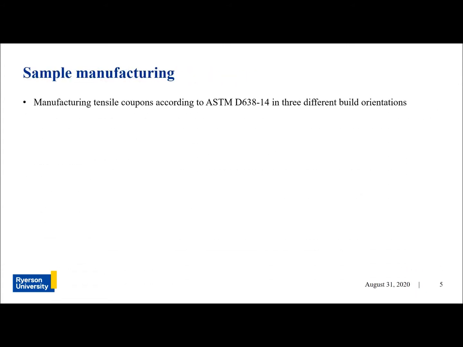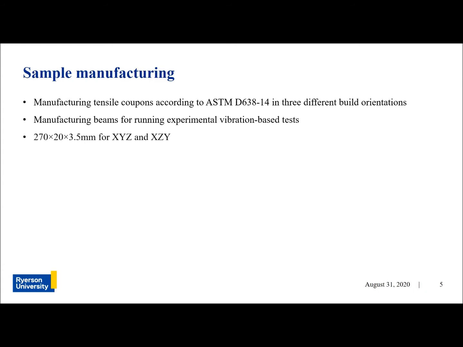15 tensile coupons, 5 for each build orientation, were manufactured according to ASTM standards. Also, the same 3D printer and PLA spool were used to manufacture beam samples for the experimental vibration-based test. 9 3D printed beam samples, 3 for each build direction, were manufactured. Samples manufactured in ZXY build orientation were 30 mm shorter in length.